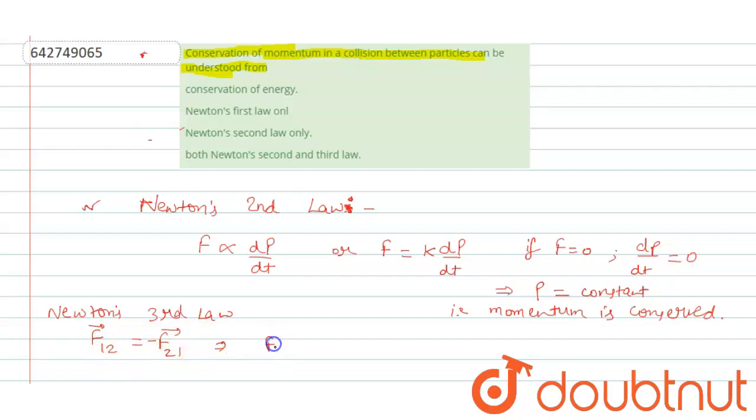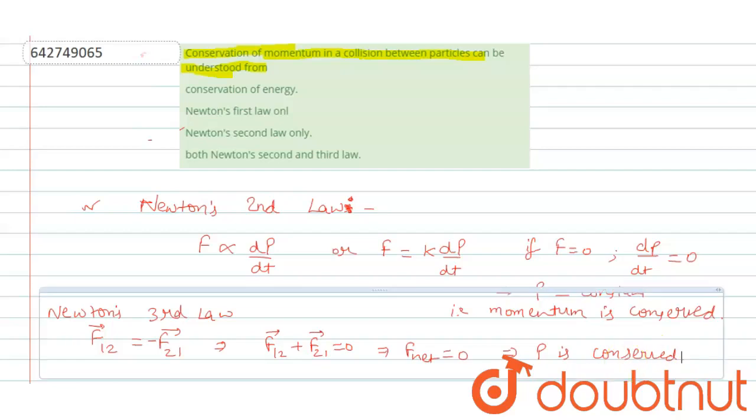This implies F12 plus F21 equal to 0. This implies F net is 0. So we can say that momentum is conserved. If F net is 0, then momentum is conserved. So option D is correct.